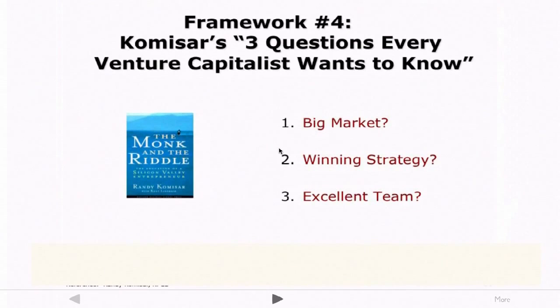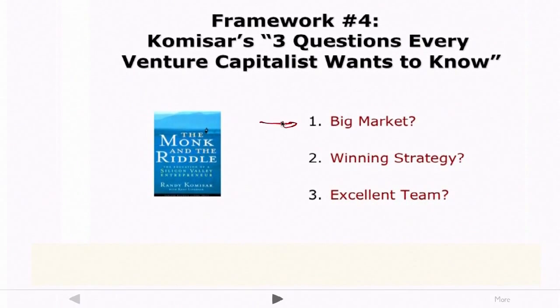Key framework number 4 comes from Randy Komisar's book, The Monk and the Riddle. He talks about 3 questions that every venture capitalist wants to know the answer to. These are: is it a big market? Do we have a winning strategy? If so, what is it, and why do we think that this is a winning strategy? And is it an excellent team? If you can provide the answers to these 3 questions, these are the fundamental building blocks of the venture. We'll be talking in much more detail about each of these, but I just want to briefly present these frameworks to you now.